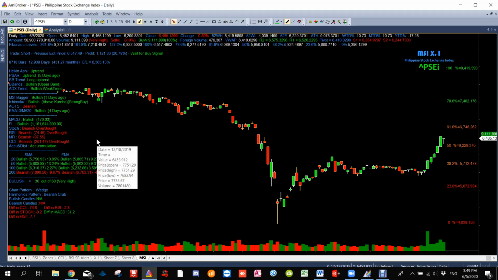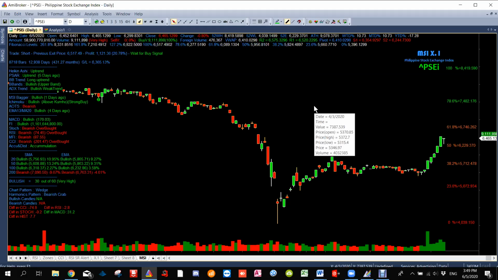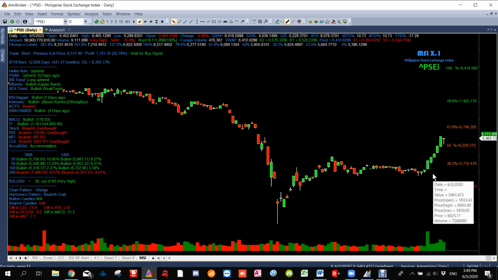Next one is we have the MSI Bagger. So the MSI Bagger is actually a crossover of an EMA and a fast moving average. Okay. So it's very similar to the Golden Cross, and based on our analysis or backtest, the MSI Bagger is giving you more profit than the Golden Cross. Because what is the difference?